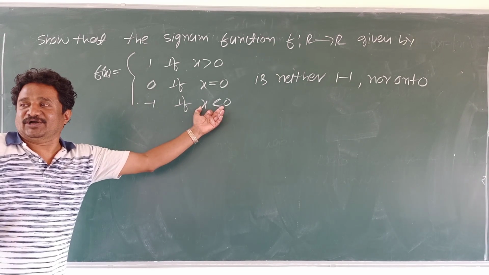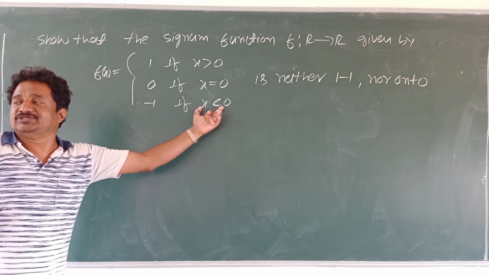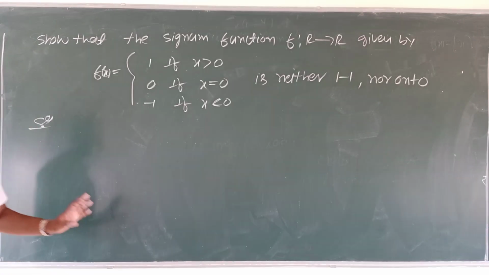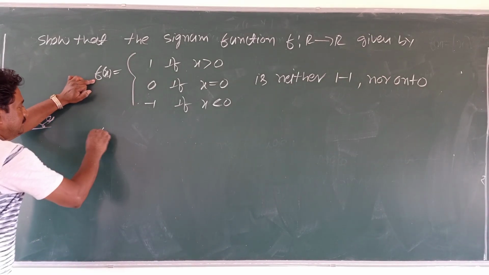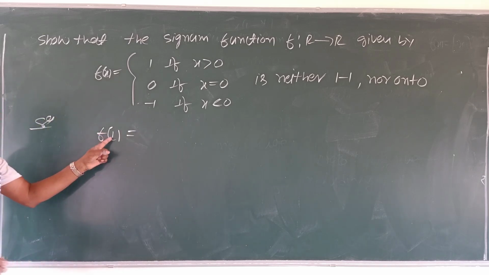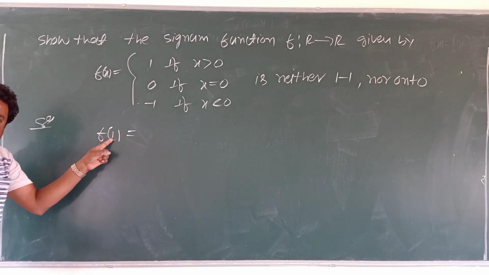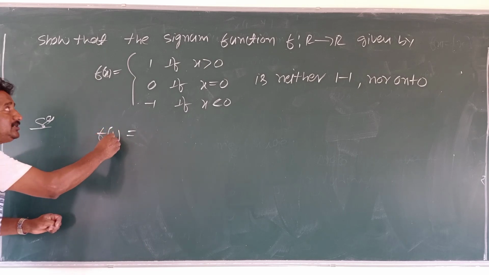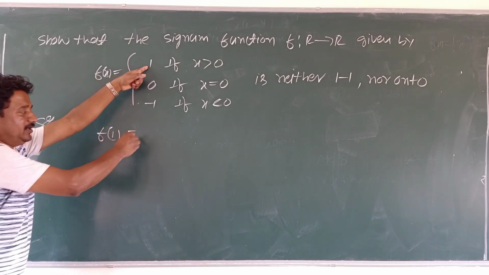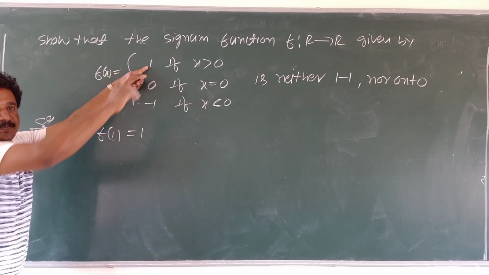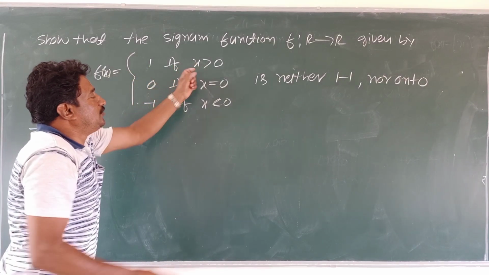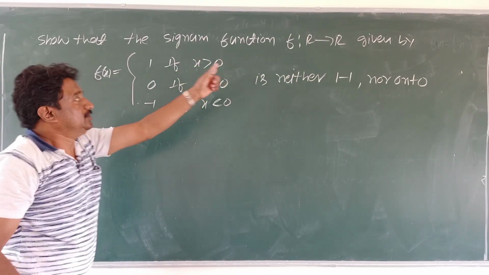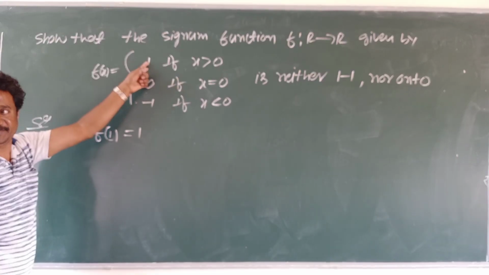Reals less than 0. Numbers less than 0 means what type of numbers? Negative reals. For example, look at this, friends. f(1): is this one positive number or negative number? Positive number. If x is a positive number, f(x) value should be equal to what? 1. Try to understand the definition. If x values are positive, f(x) becomes 1.